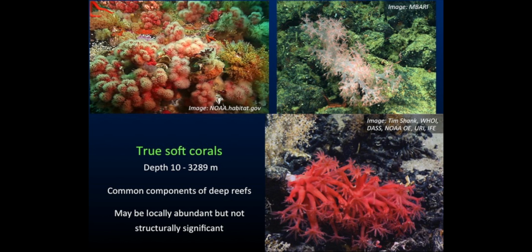The soft corals, as their name implies, are soft-bodied corals with hydrostatic skeletons and small calcareous spicules. They are usually small and do not provide a great deal of structure, although they can be locally abundant and enhance habitat complexity.